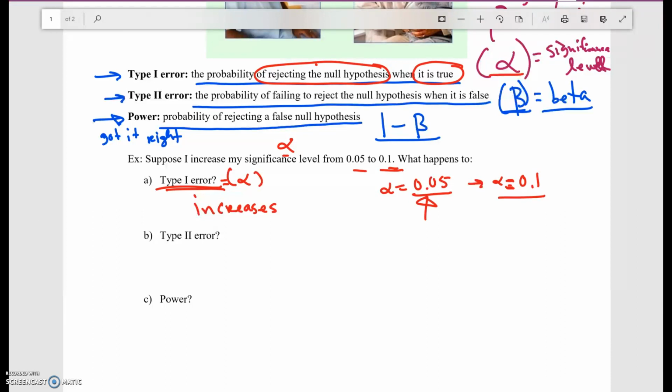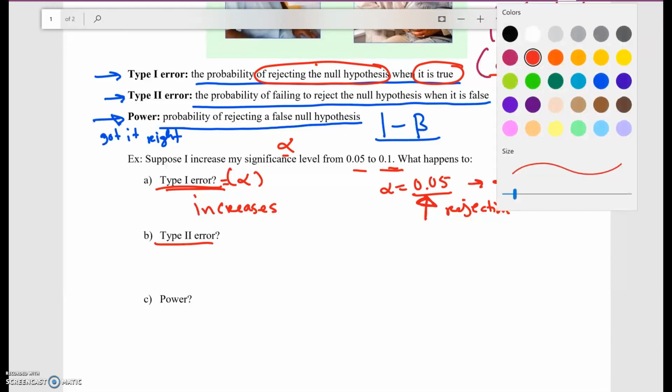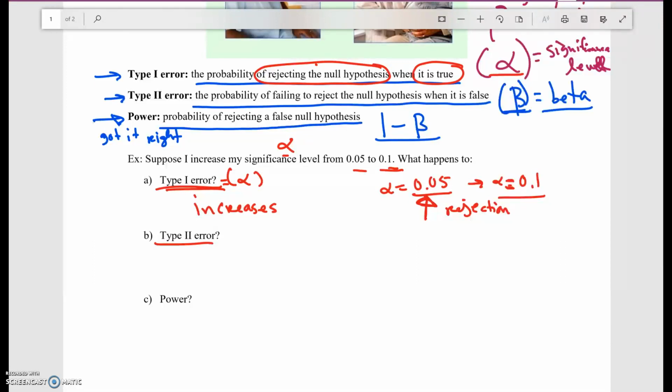So I increase rejection. That's what I'm doing. So what's going to happen with my type 2 error? Our type 2 error is the probability of failing to reject. Well, I'm not failing to reject anymore. Now I'm rejecting more often. So since I'm not failing to reject, I'm actually just rejecting, that type 2 error is actually decreasing.